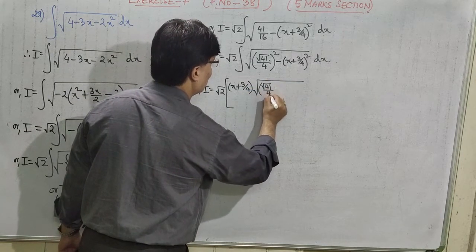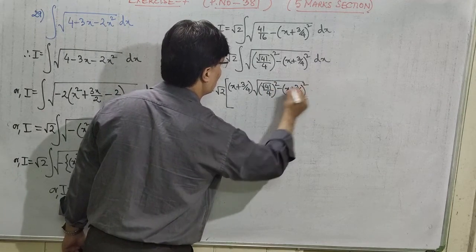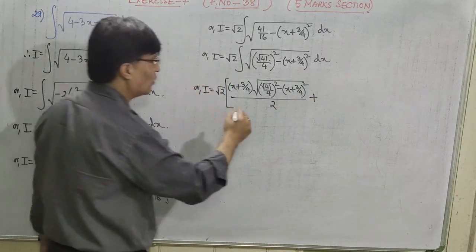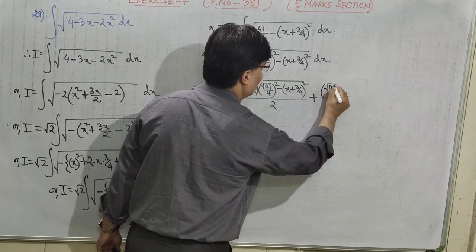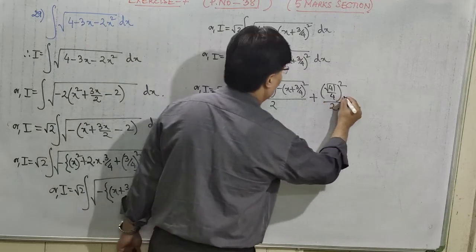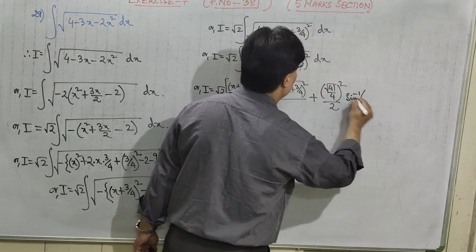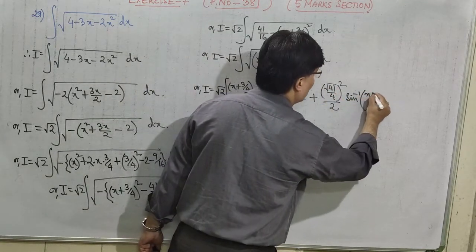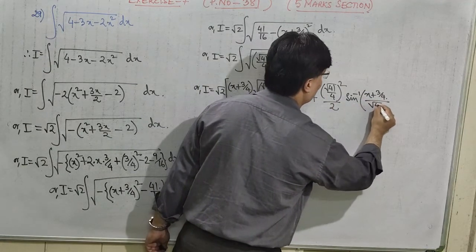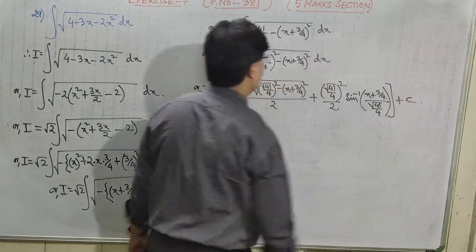Root over (41/4)² minus (x + 3/4)², whole divided by 2, plus... what is a²? This is (√41/4)², a² by 2. Then what do we write? Sine inverse, that is a²/2 sine inverse x by a. What is x by a? x + 3/4, divided by, what is a? Root over 41 by 4. Bracket closed, third bracket closed, plus c.